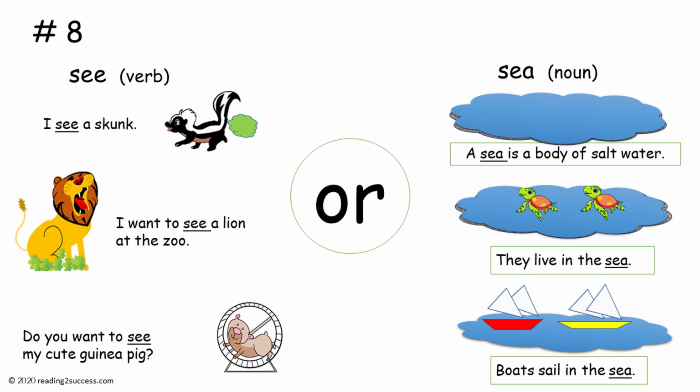Now introduce kids to see the verb and sea the noun. Let's look at the first see, that is a verb, an action word. I see a skunk. I want to see a lion at the zoo. Do you want to see my cute guinea pig? And sea the noun. A sea is a body of salt water. They live in the sea. Boats sail in the sea.